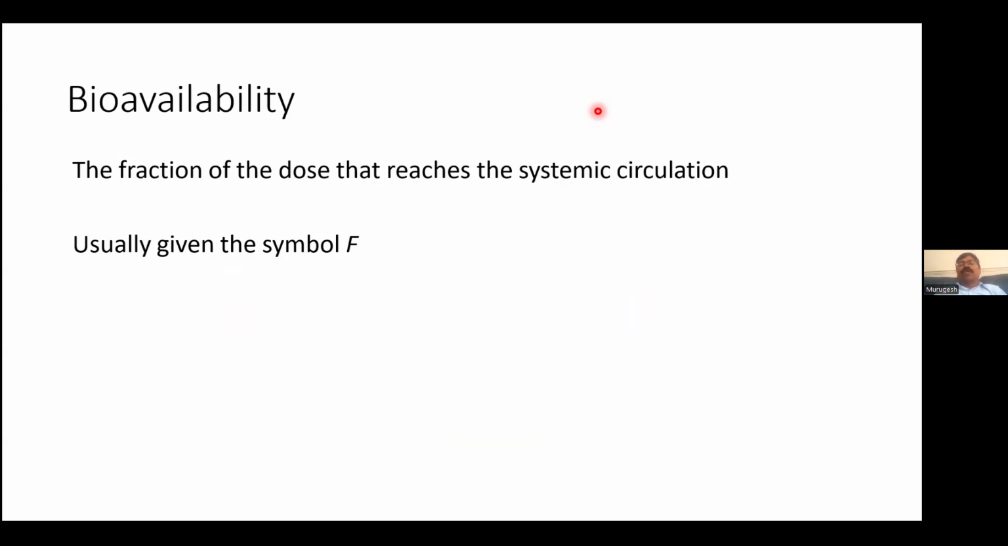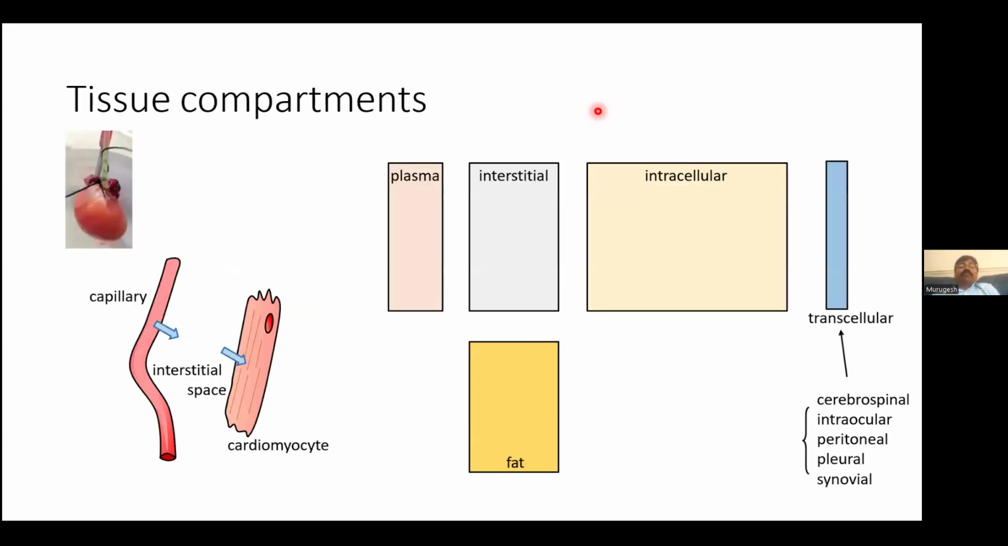After all this administration, what you achieve systemically is your bioavailability, which is most important. For each antibiotic, you have to look at how much bioavailability is there for the antibiotic to be effective. So tissue compartments: finally, what you're looking at is from capillary to your target tissue. We'll look at all the compartments. You have plasma where the initial administration goes in. From there to the interstitial tissue, intracellular, transcellular. In transcellular, you have intraocular, peritoneal, pleural, and synovial, and then fat.